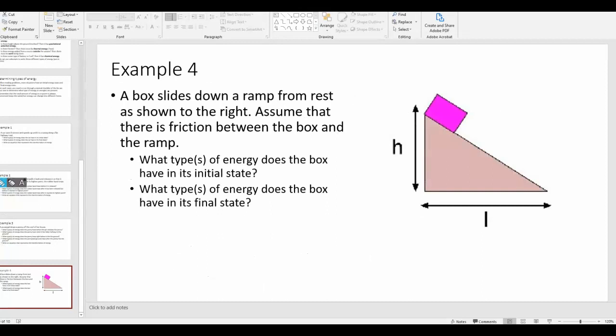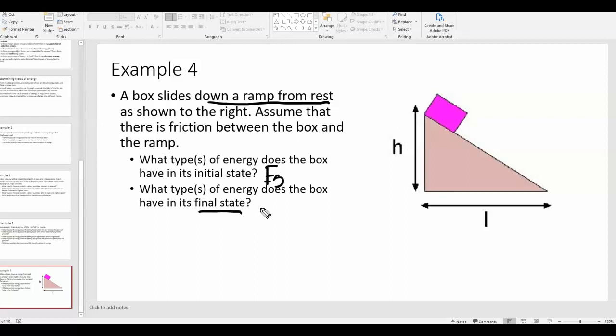Okay, and then just one more example. Try to do example 4 on your own. Okay, so when the box is released from rest, that means it has no kinetic energy to start with. If you run through your mental checklist, the only energy it should have at the beginning is EG, gravitational potential energy because it has height above the ground.